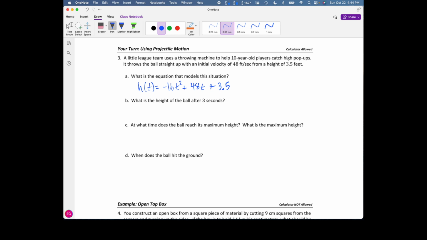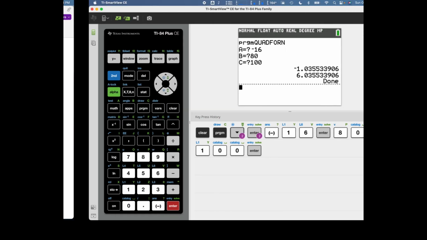We want to know what the height of this ball is at 3 seconds. We want to do h of 3. So let me show you in the calculator now how I actually do this.